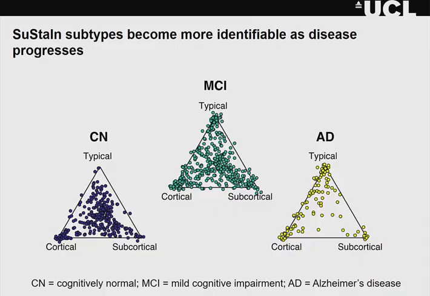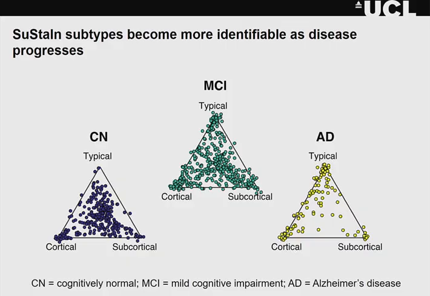We then looked at the ability of SuStaIn to assign individuals to subtypes and stages, as we did for GEMFI. What we find is that the SuStaIn subtypes become more identifiable as the disease progresses. Again, these triangle plots show you the probability an individual belongs to a particular subtype, with individuals in the middle having equal probability of belonging to any subtype and individuals at the corners being strongly assigned. In the Alzheimer's disease group, we can see that individuals are strongly assigned to a particular subtype.